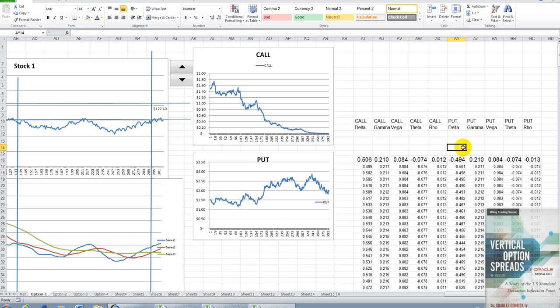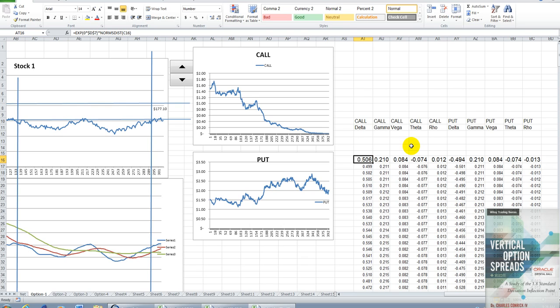The delta on the puts are right here, and they're approximately the same. You can see that, give or take a little bit. So this is not a class on the Greeks. But what I'm trying to point out to you is that the delta obviously has the biggest impact on an option. And that makes perfect sense.